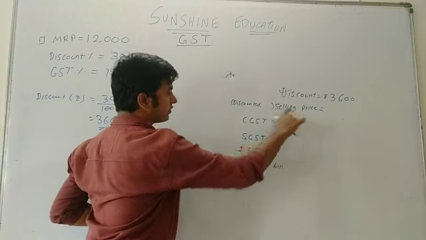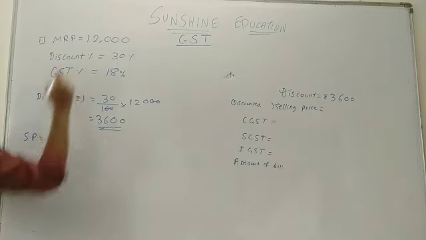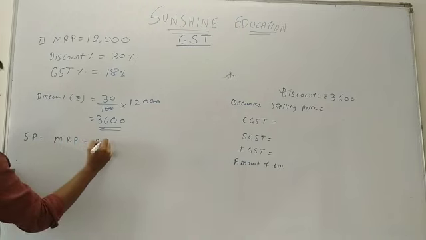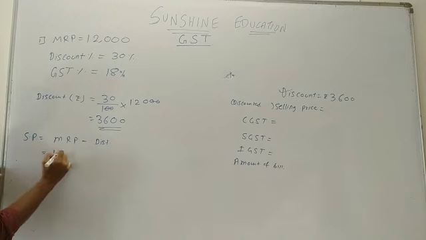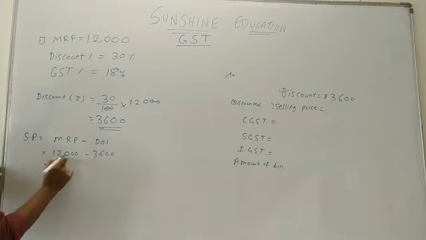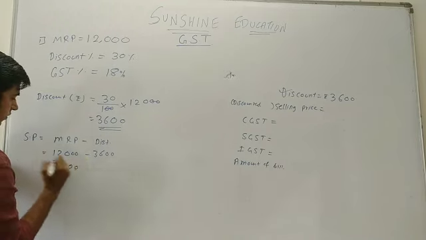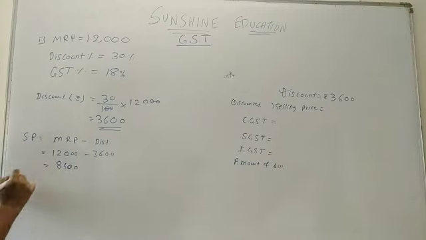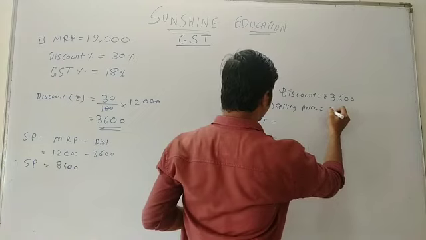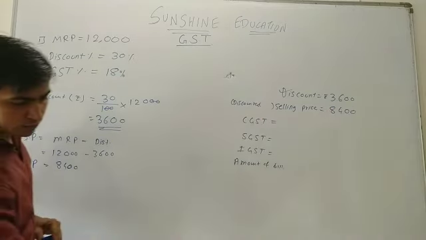Now the selling price. Selling price will be my MRP minus discount. MRP is 12,000 minus discount 3,600, which is 8,400. So 8,400 will be the selling price. Now, what is the question?